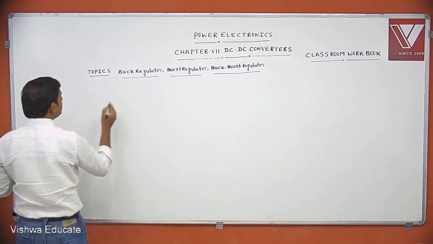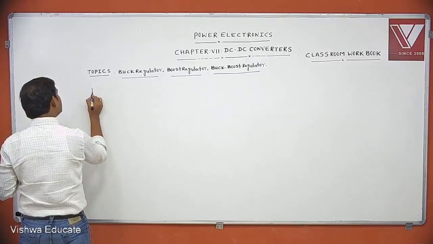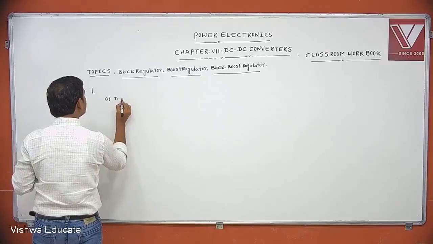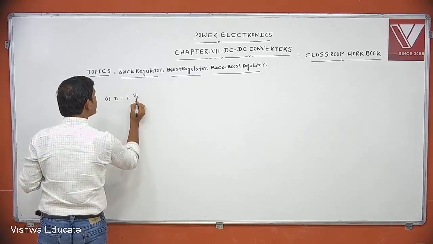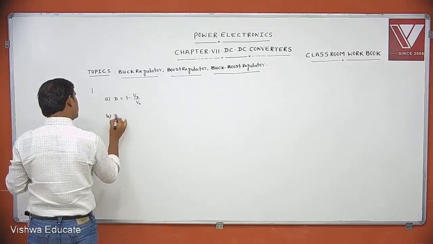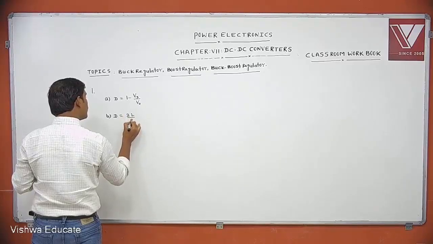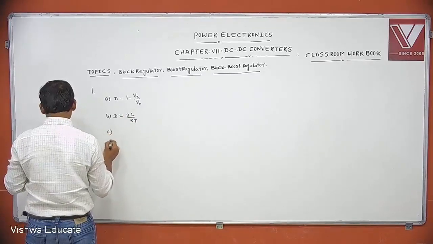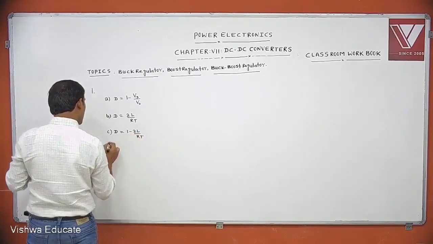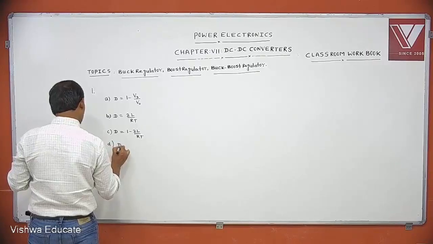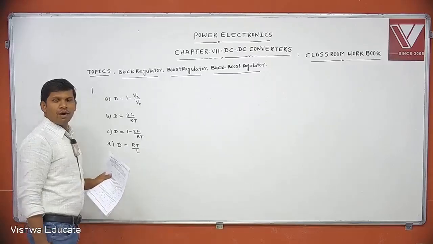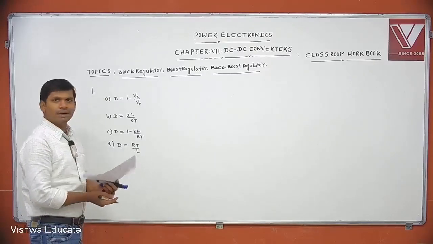This is question number 1. What are the options given? Option A is D equal to 1 minus Vs by V0. Option B, D equal to 2L by RT. Option C, D equal to 1 minus 2L by RT. Option D, D equal to RT by L. These are the options given. You want to find the duty cycle at boundary condition.